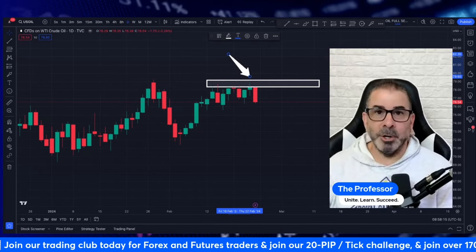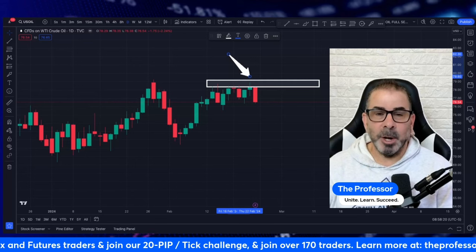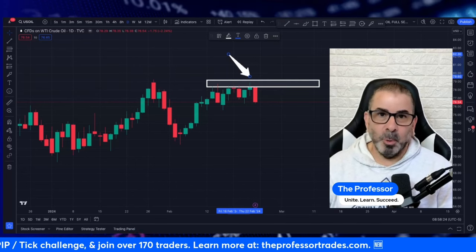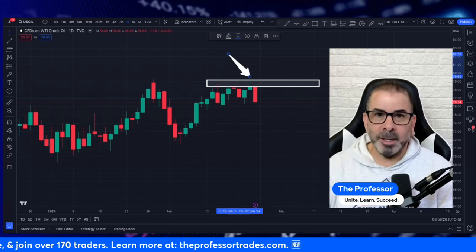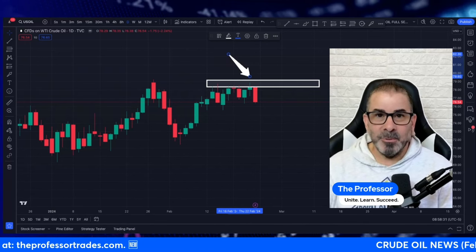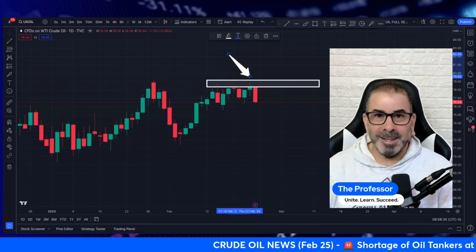So if you can understand the higher time frame dynamics, because this is where the large institutions are trading, this is why we just did a full training inside of the app about how to exit trades and why. You've got to understand where the larger institutional trading is happening.